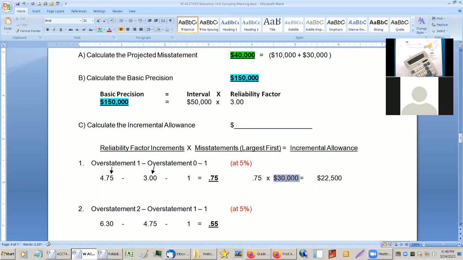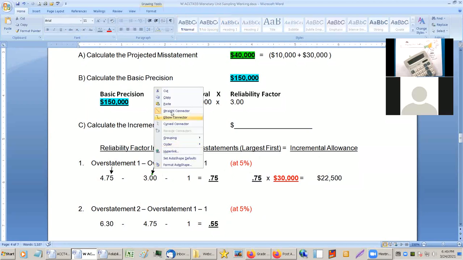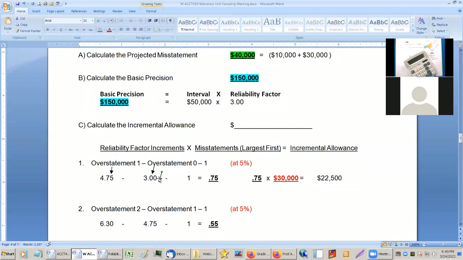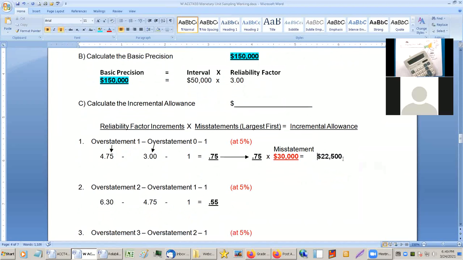Okay, so this is the misstatement. Well, the largest misstatement we have is that. We're going to multiply it by this incremental amount. And because this is the largest misstatement, this will add another 22,500 onto the possibility of things going wrong, basically.